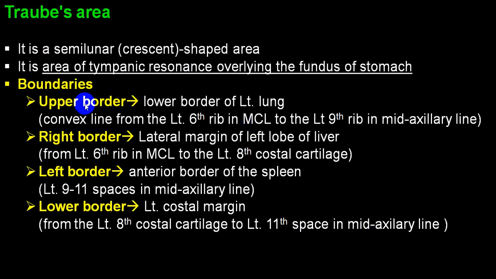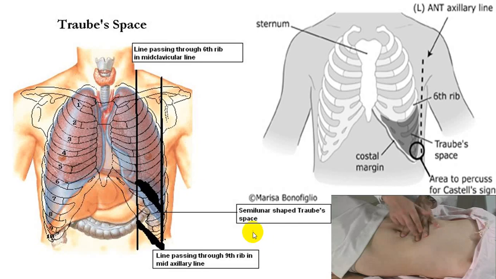We already mentioned the upper border is lung, the right border is mainly the cardiac dullness, the left border is because of spleen, and the lower border is the left costal margin. So do remember these four borders, and if this area becomes small and the area of cardiac dullness is very big, it is because of pericardial effusion, or dilated cardiomyopathy, or valvular heart disease like MR and AR.